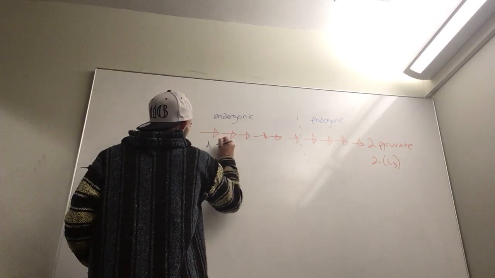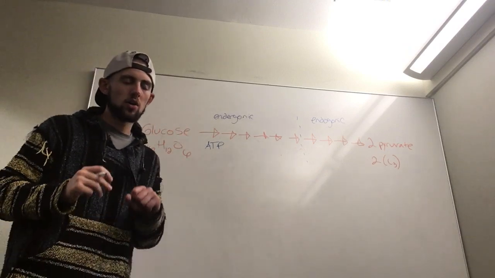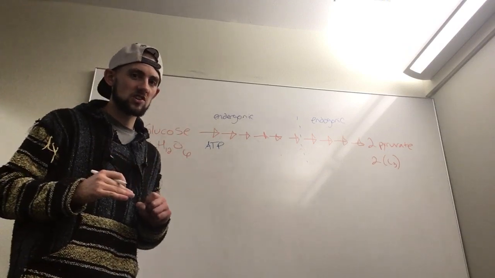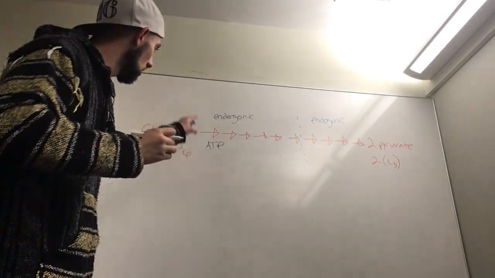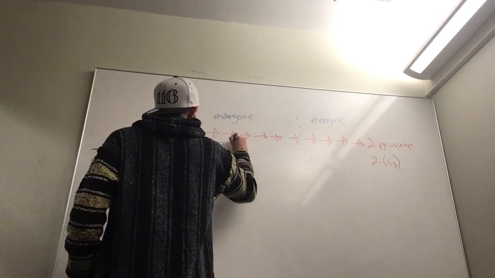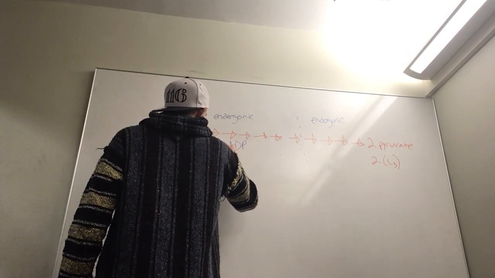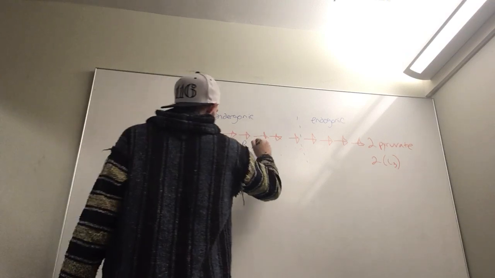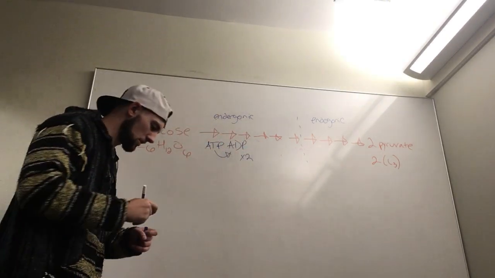You're going to have what we call dephosphorylation. This is where you're losing a phosphate group on adenosine triphosphate, and we're going to turn that into adenosine diphosphate. And that's going to happen twice. I'm not going to draw the whole thing, but you get the picture.